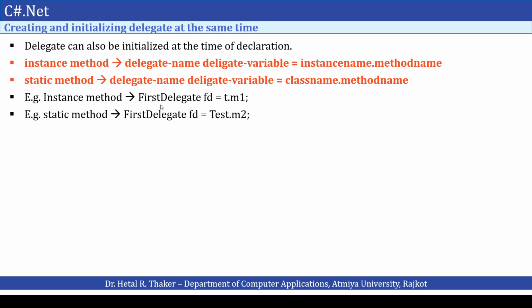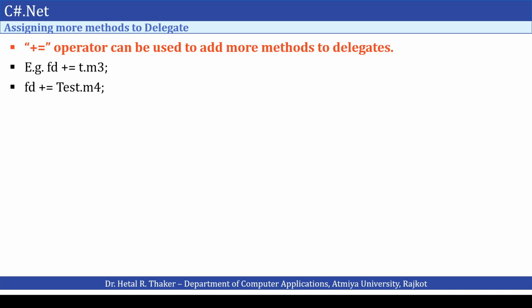Here you can see that the delegate object is created, first delegate FD. At the same time, it has been initialized with a reference to a method m1, t.m1. And the another change for the static method will be that it will be preceded by the class name. Now later on, you want to add some more methods to the delegate. Plus equal to operator can be used for that. fd plus equal to t.m3.